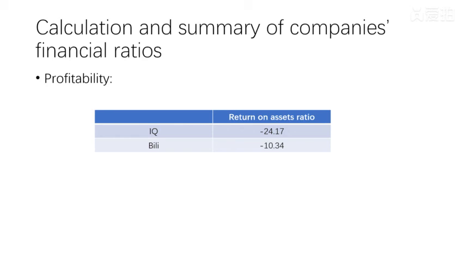Next one is profitability. Unfortunately, the return on assets ratios are not good for them. About the profitability, we need the net income and the total assets. Use net income divided by the total assets, and we can get the two numbers. And they are not good for the two companies.